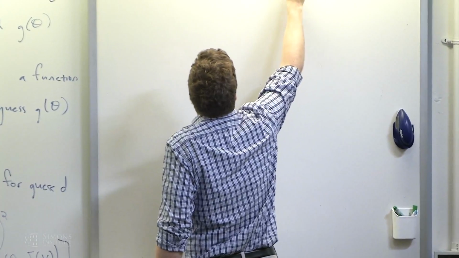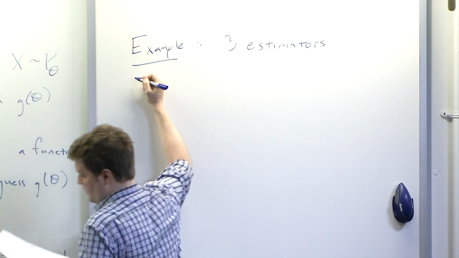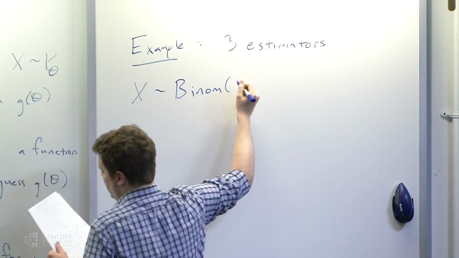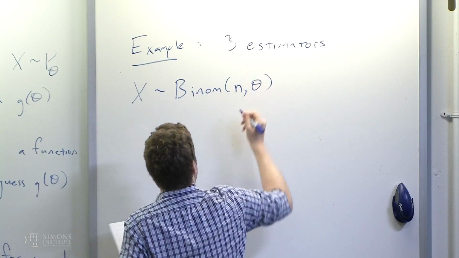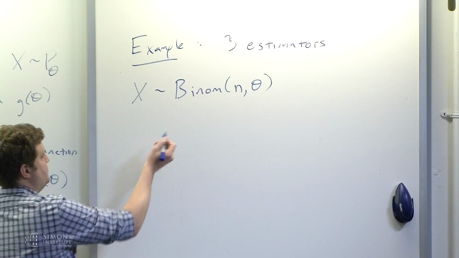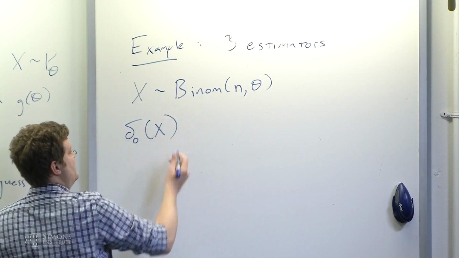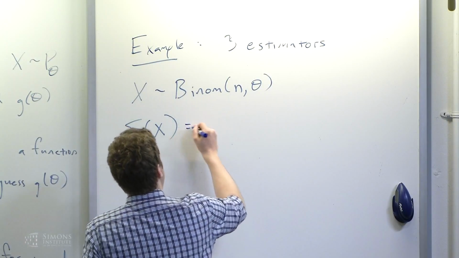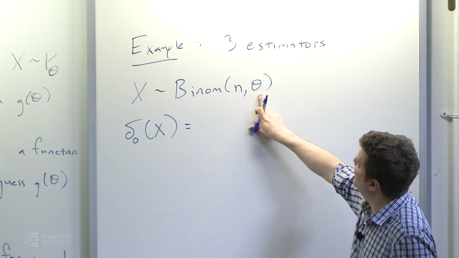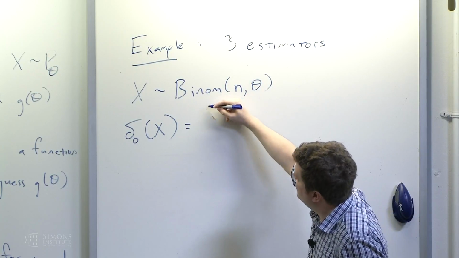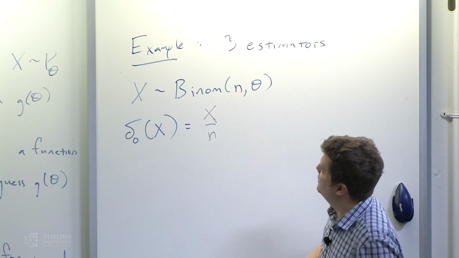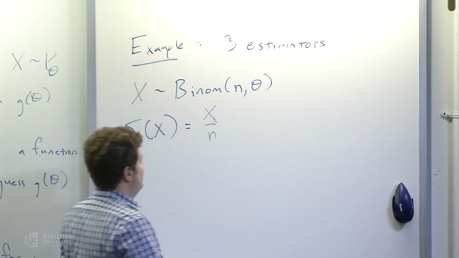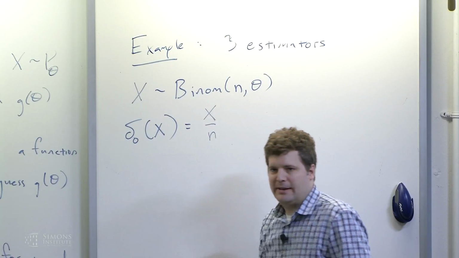Three estimators for the binomial. Suppose that X is binomial(n, theta). And let's consider three possible estimators. First, let's call delta 0 of x, X over n. This is the most obvious estimator you would think of. I have n coin flips, each one has probability theta of coming up heads. Let's just take the empirical fraction of times X comes up heads. So that's an obvious estimator. But is it a good one? Is it the best one?